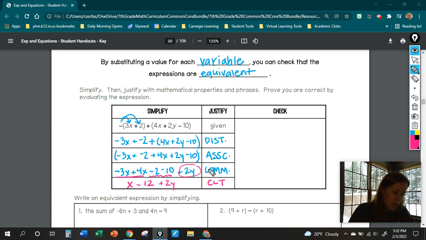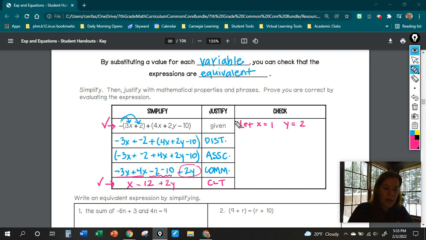So in order to check our work, it said that we can substitute a value for each variable and show that we're right. So we want to make sure that this first expression here matches this bottom expression there. So let's choose some variable values and go from there. So let's let x equal 1 and we're going to let y equal 2. I like simple numbers, so I'm choosing 1 and 2.